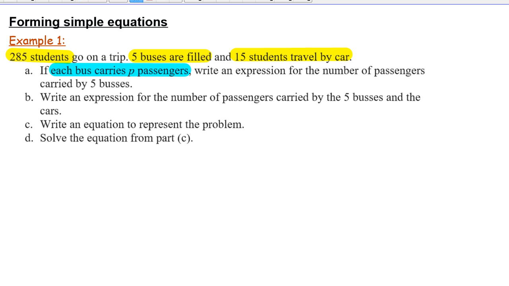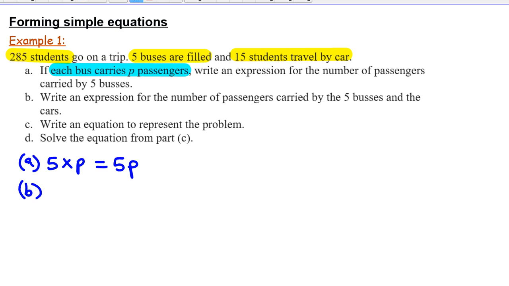So basically here, what we have in A is 5 buses, and each bus is carrying P passengers. So in total, we have 5 multiplied by P, which is 5P. These are the number of passengers carried by 5 buses.